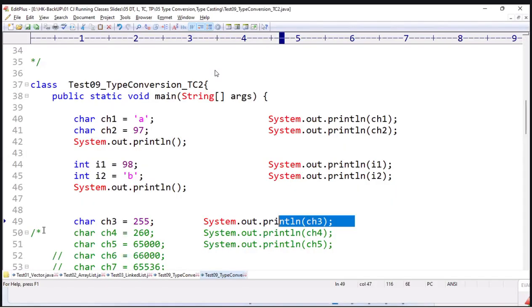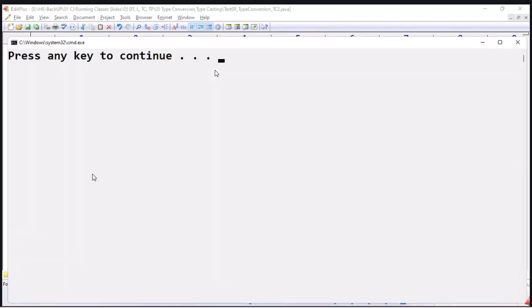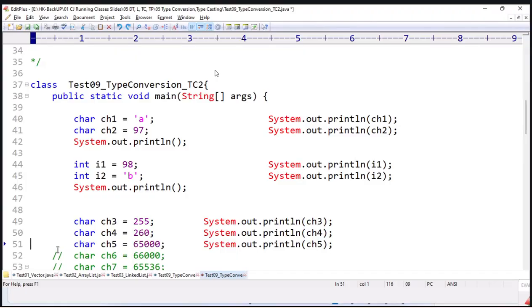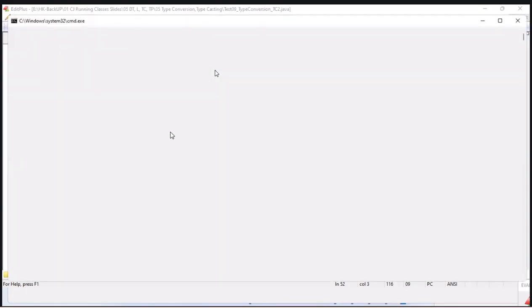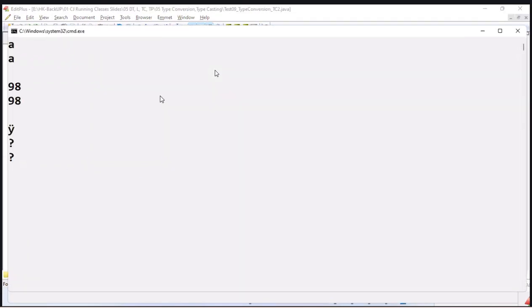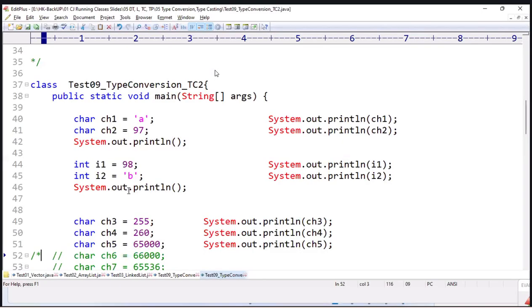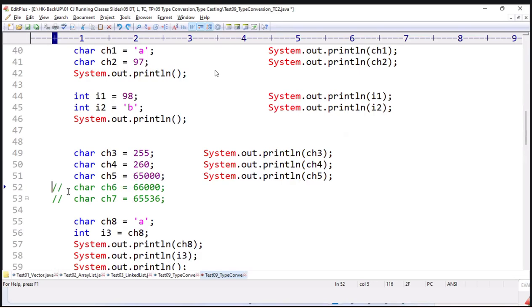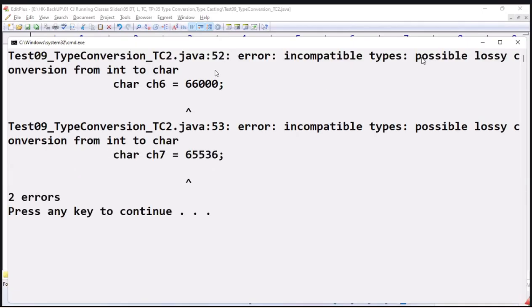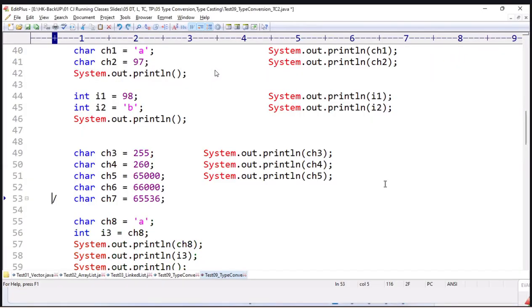Now, if I take 260 or 65,000, is the matching character available in my operating system? No. Then what is printed? Question mark, question mark, saying that I don't know, the matching character is not available in your computer. Then if I assign 66,000 or 65,536, in both statements the compiler will throw an error: possible lossy conversion.